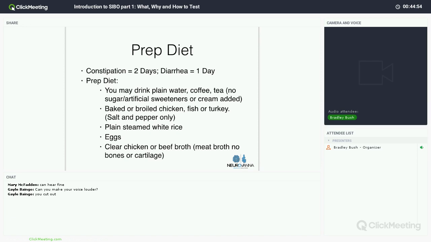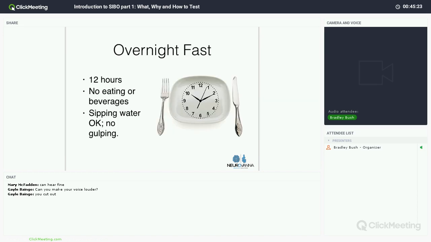Now, if anyone is a vegan or a vegetarian and they're looking at doing this prep diet, they might say, well, there's really nothing here that I'm going to eat. One thing that we did in our lab is that we had people perform an elemental diet. So they drank an elemental diet formula for their prep diet days, and that worked just fine. It was a nice, good, low baseline. So that's a good option for all those vegans and vegetarians.